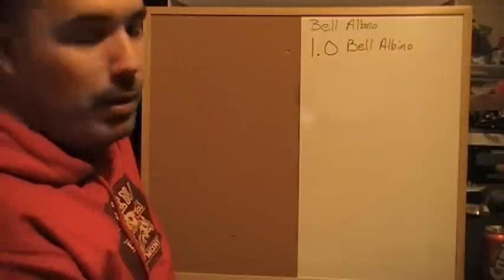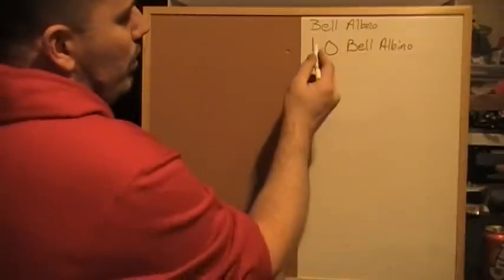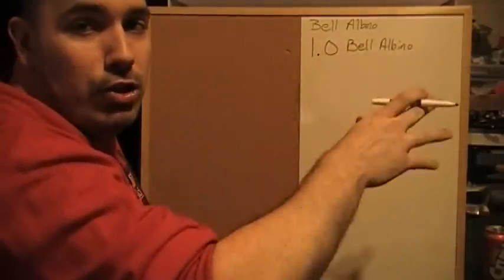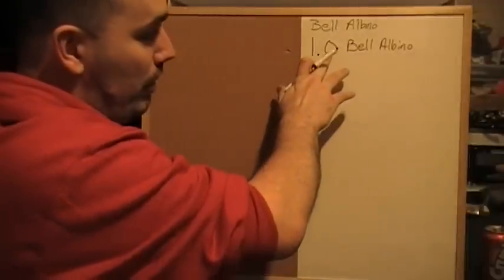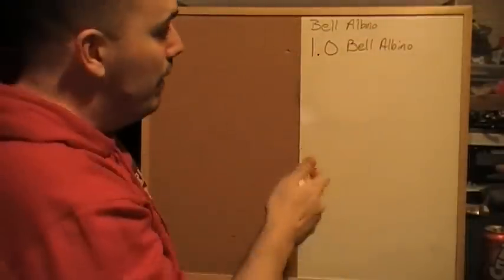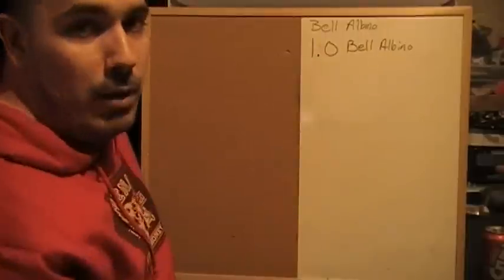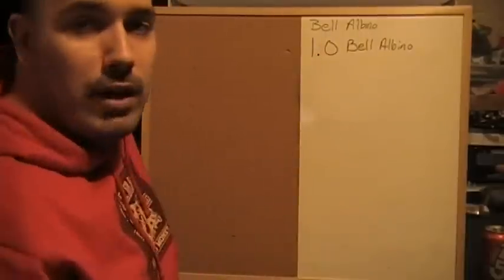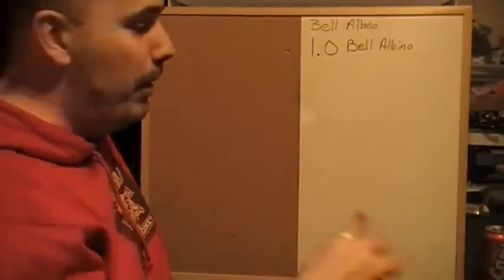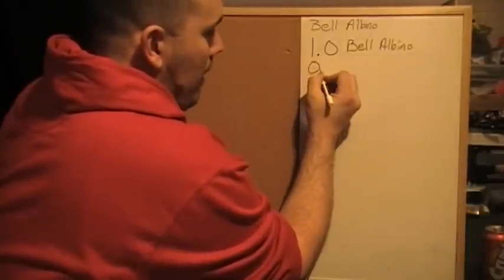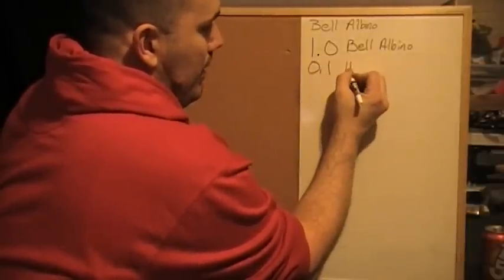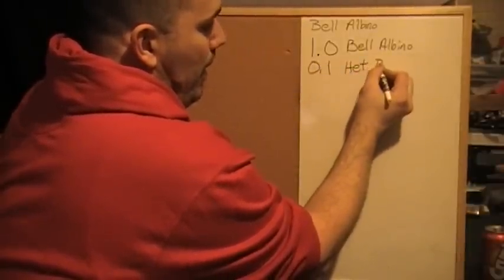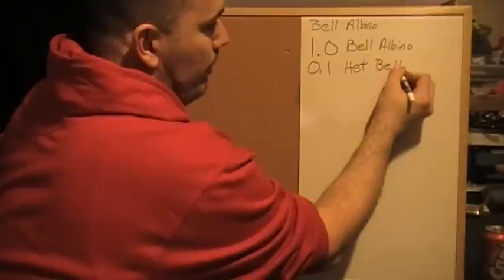So you got a male Bell albino. So do real quick. The one before the point is how many males you have. The number after the point is how many females you have. So let's say we have a male Bell albino, but we don't have enough money to go out and get ourselves a female Bell albino. So we get a female het Bell albino.